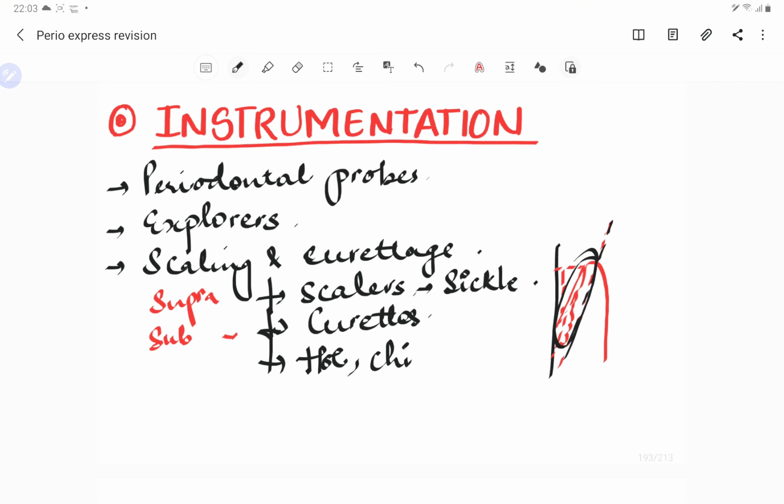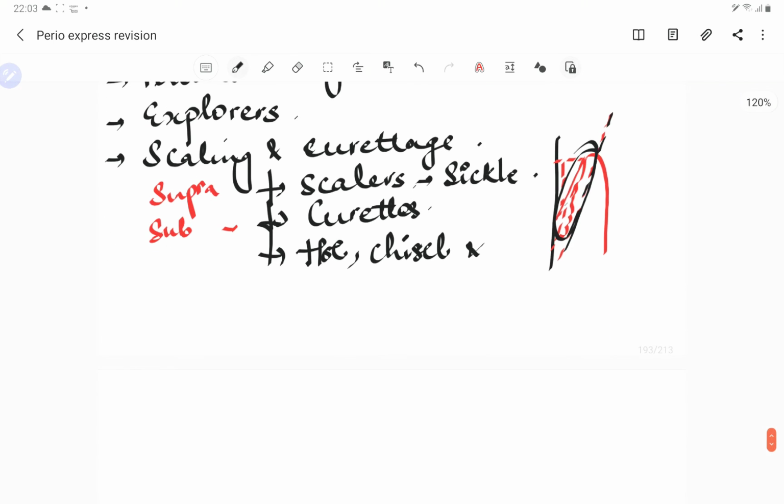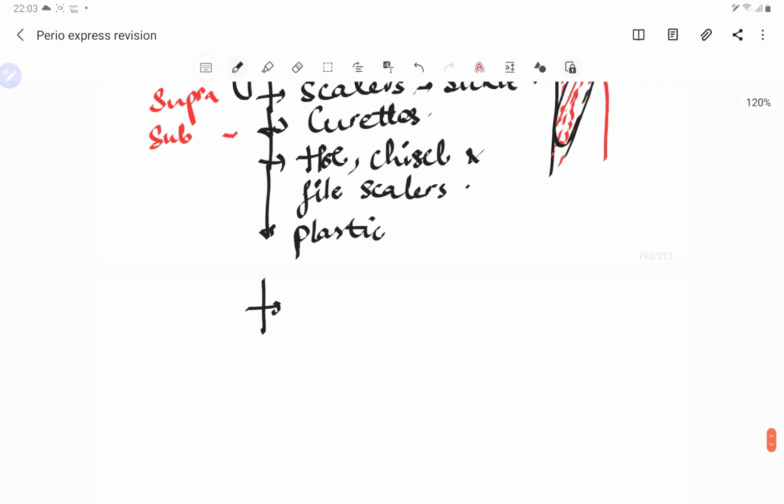So what are these instruments basically? Because there are so many instruments, and if you have no knowledge about them, they all look similar to you. We will also be covering the file scalers. And guys, there are certain plastic instruments also. Plastic instruments are the ones we use for implant instrumentation, if we want to check the pocket for the implant, and we also have titanium scalers for the implant. These are the manual ones. The machined ones are the sonic and the ultrasonic instruments, which we will also cover in this part of the video.